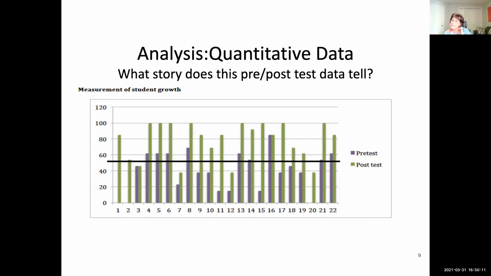Look at student 16. Guess what? They already knew and exceeded proficiency before you started. Same as number 8. Same as number 6 and 5 and 4 and 22. Yes, most of them did more growing after, right? They learned some new information. Student 16 probably could have cared less because they already knew about it, right? So that would be something you need to explain.